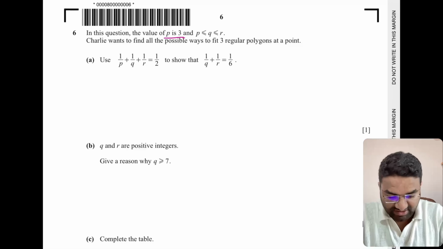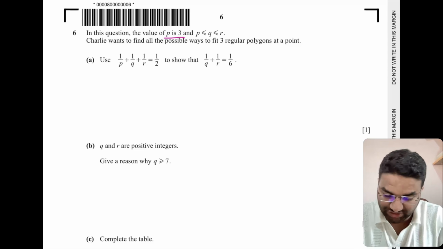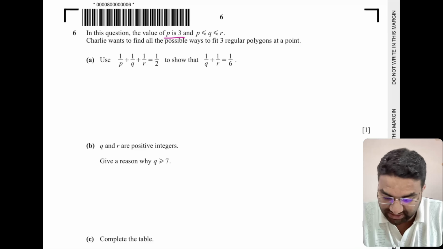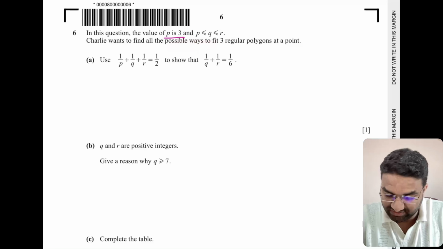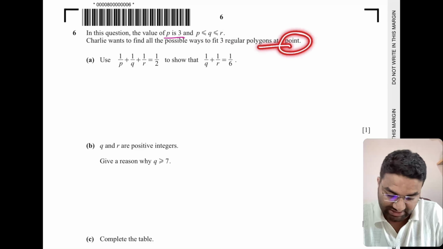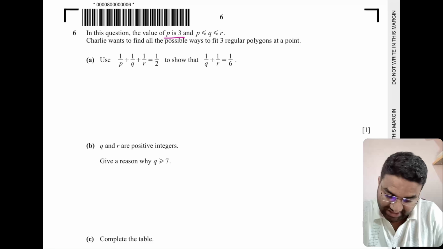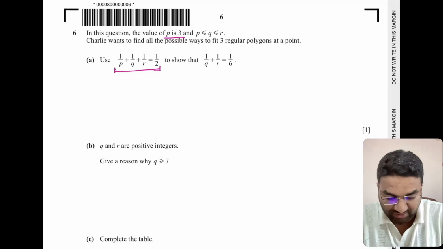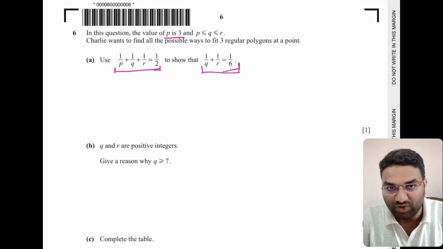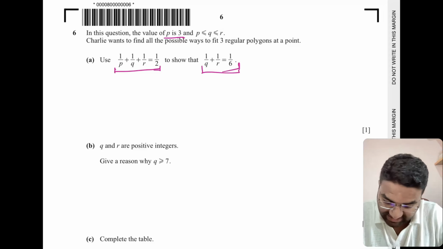Yeah, we'll start with question number 6. In this question, the value of p is 3 and p is less than or equal to q less than or equal to r. Charlie wants to find all possible ways to fit regular polygons at a point. So here just substitute p is equal to 3. This is given, all right? So 1 upon p plus 1 upon q plus 1 upon r is equal to 1 upon 2, and we have to show that 1 upon q plus 1 upon r is equal to 1 upon 6. So 1 upon 3 plus 1 upon q plus 1 upon r is equal to 1 upon 2.